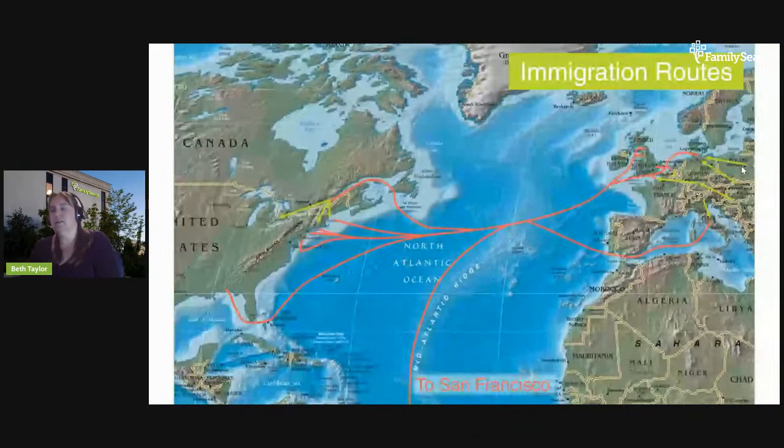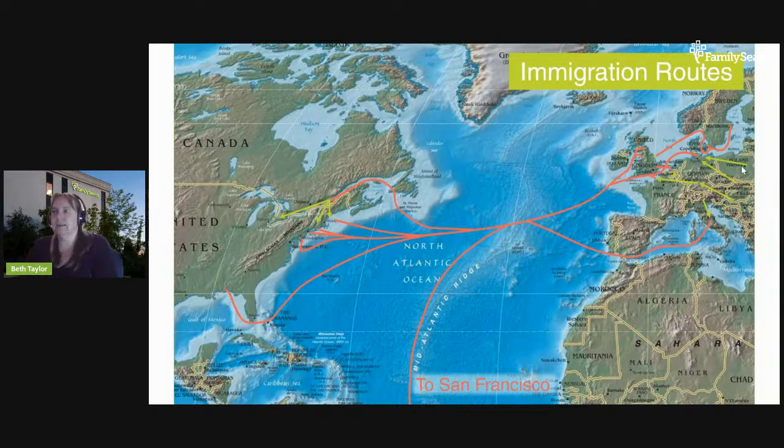And there are other immigration routes out of Europe, including one that is pretty common, where you would sail to one side of England and take a train across England to Liverpool and then go from there. So they might have actually taken two ships along with a short train ride.